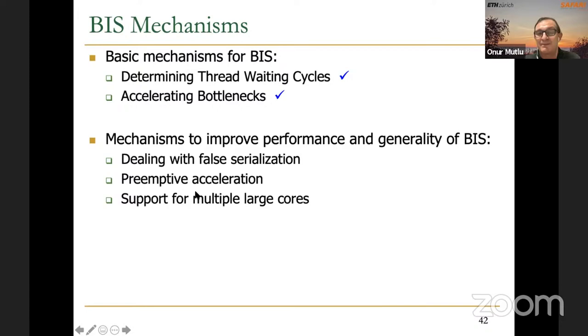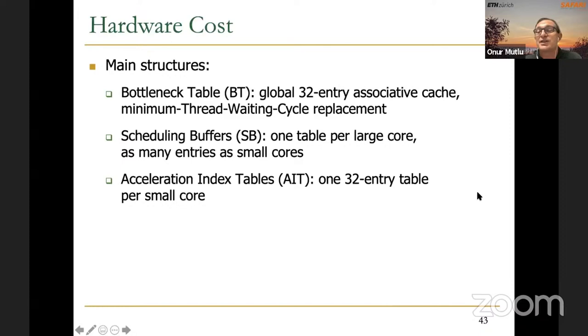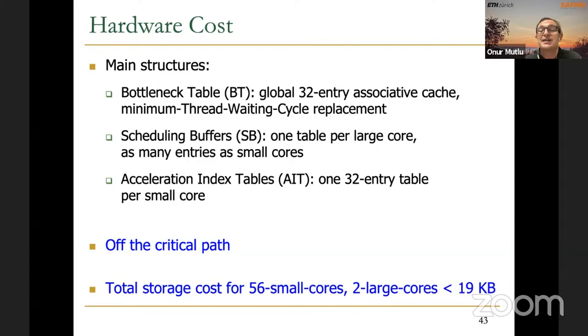We talk about hardware cost, but you can read the paper for it. Actually, the hardware cost is not that bad for something like this. The real issue is complexity, meaning you need to make sure that everything works correctly. Total storage cost, for example, for 56 small cores and two large cores is less than 19 kilobytes, which is really nothing in today's standards. The real issue is making things function correctly, making things not deadlock, et cetera, making sure that you have the large core there, and making sure that you have the critical section request buffer functioning correctly. So verification and validation are really the harder issues, I would say.